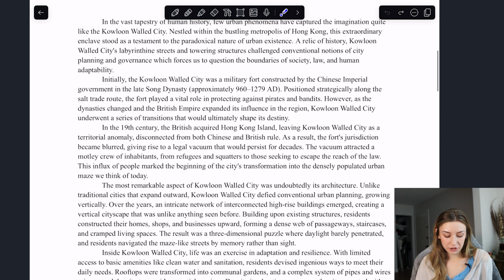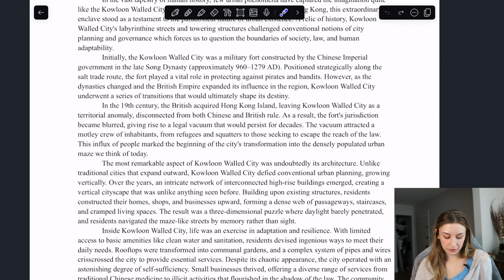Just more support. Initially, the Kowloon Walled City was a military fort constructed by the Chinese imperial government in the late Song Dynasty. It gives a time period. Positioned strategically along the salt trade route, the fort played a vital role in protecting against pirates and bandits. However, as the dynasties changed and the British Empire expanded its influence in the region, Kowloon Walled City underwent a series of transitions that would ultimately shape its destiny. So this is more of an informative type of paragraph, right? We're just getting a little bit of history.